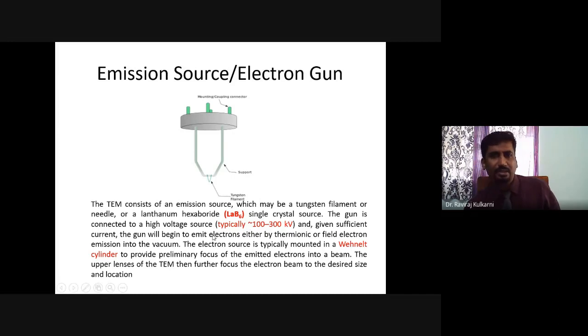Electrons are emitted by thermionic emission or field electron emission. It is typically mounted on a Van Heldt cylinder, which provides preliminary focus of emitted electrons. It contains electromagnetic lenses. That's it.